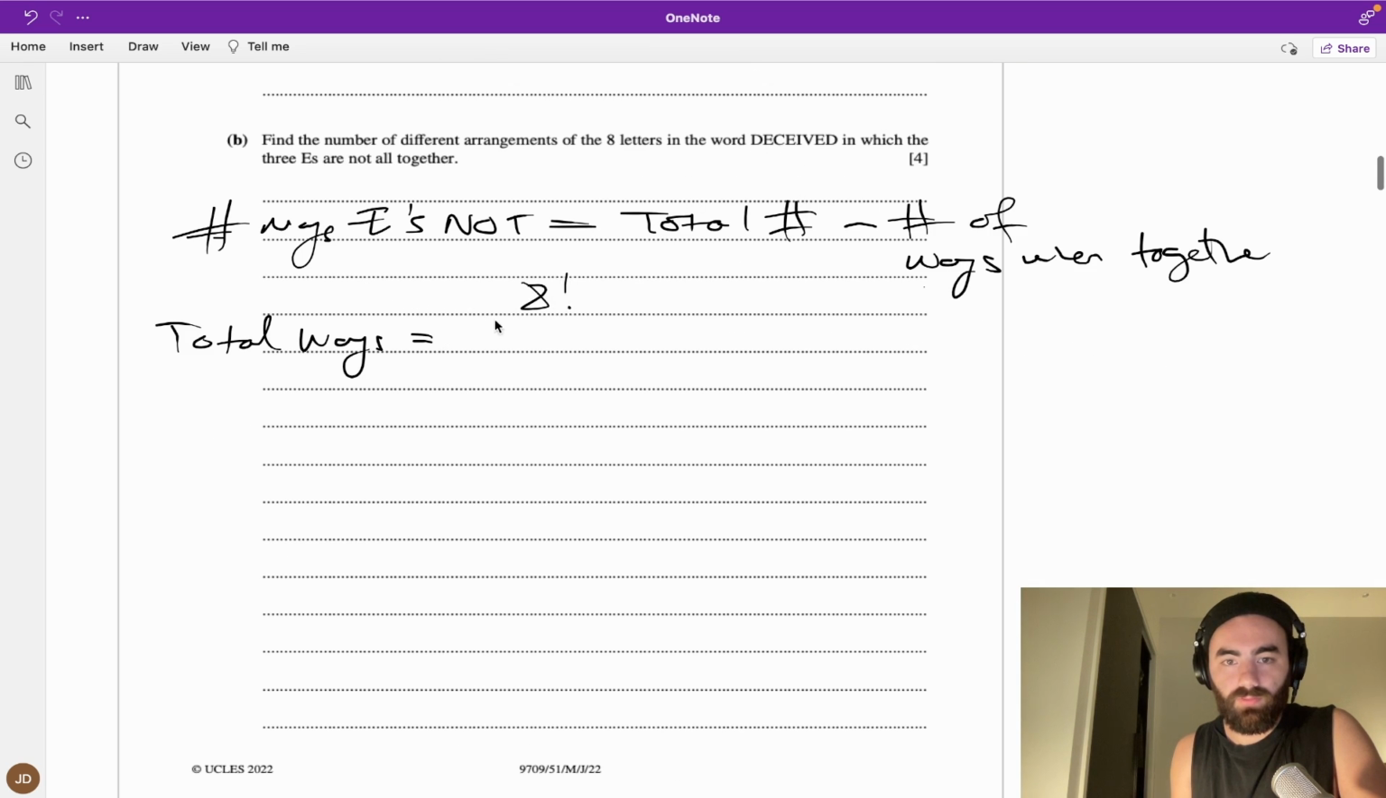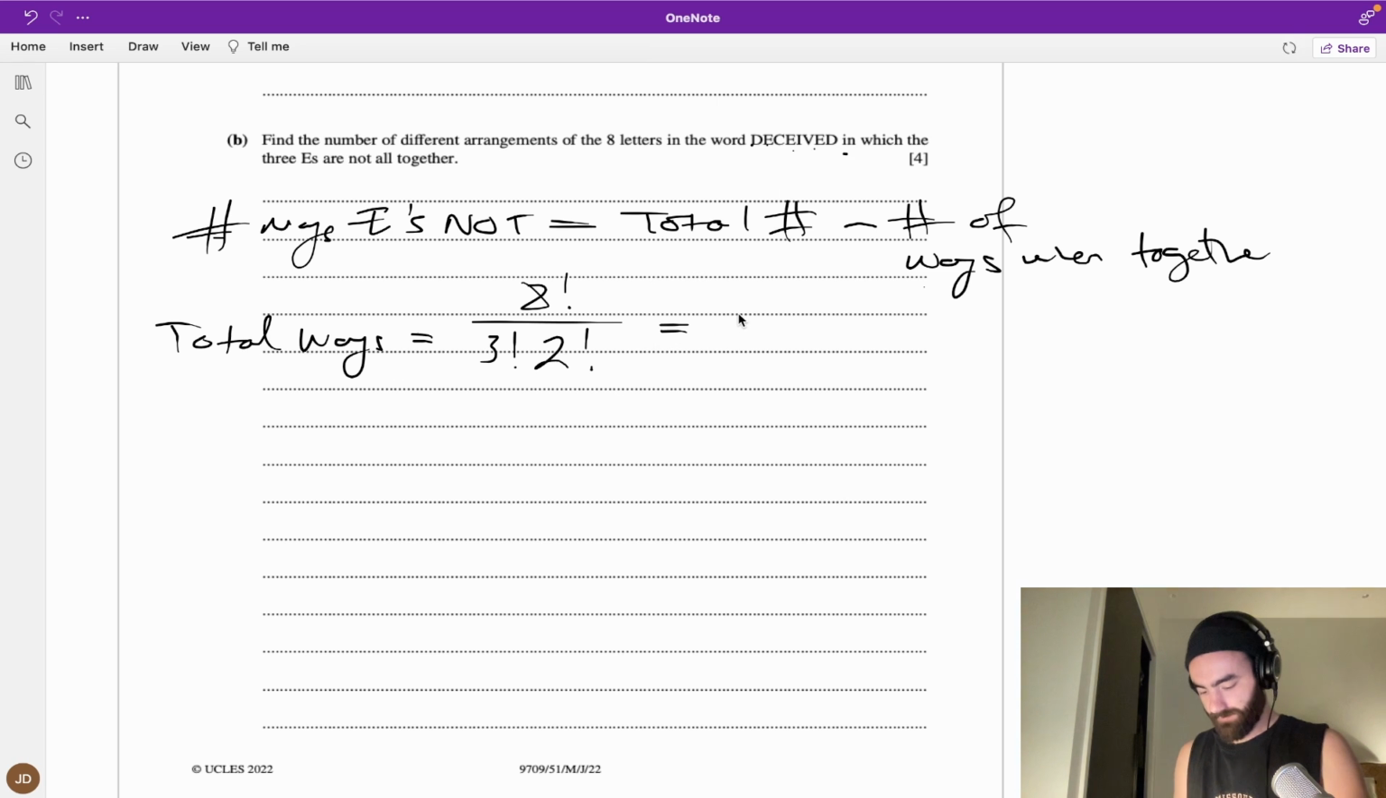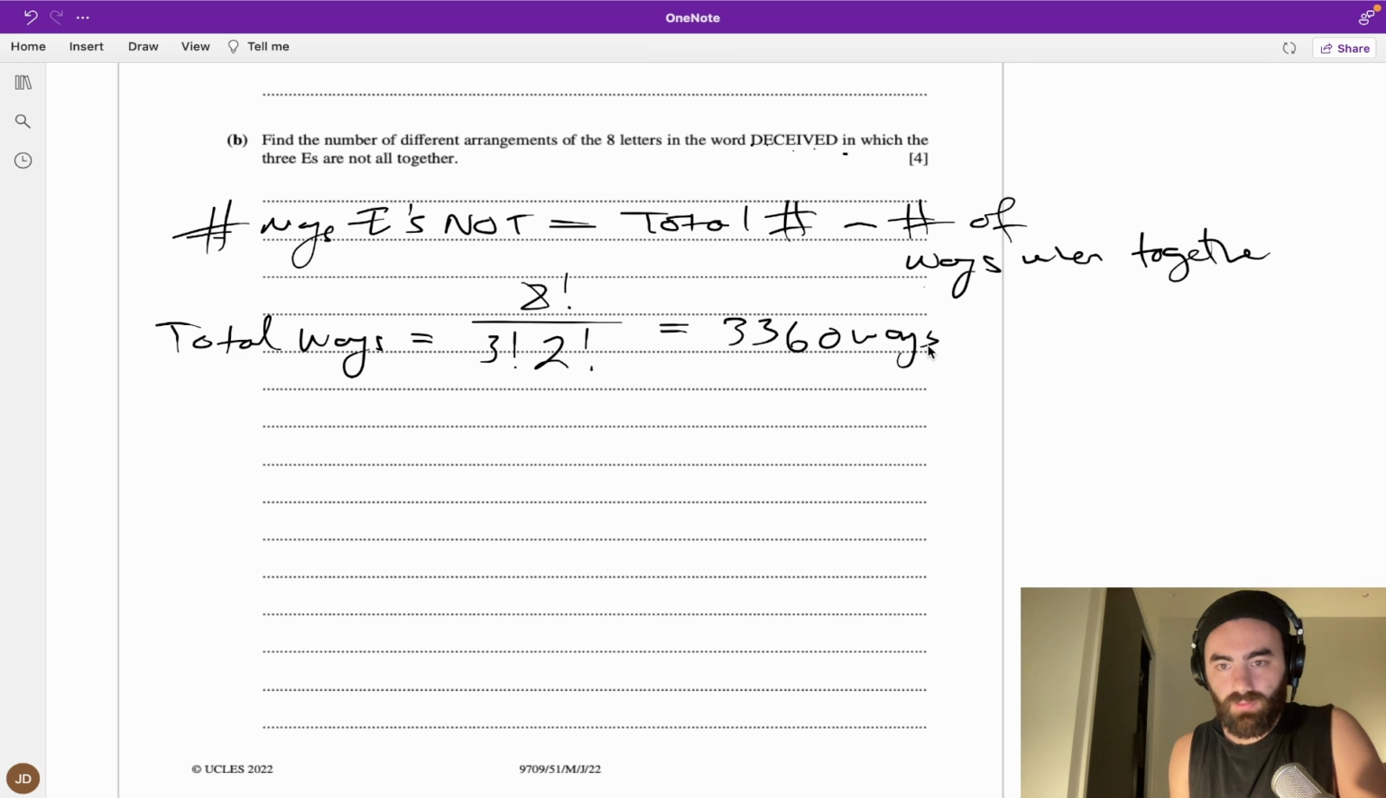The total number of ways stuff can be arranged is just going to be 8 factorial divided by 3 factorial for the E's, because of this idea of overcounting. Look at my permutations and combinations video. And times 2 factorial for the 2 D's. So that's 8 factorial divided by 3 factorial times 2 factorial, 360 ways.